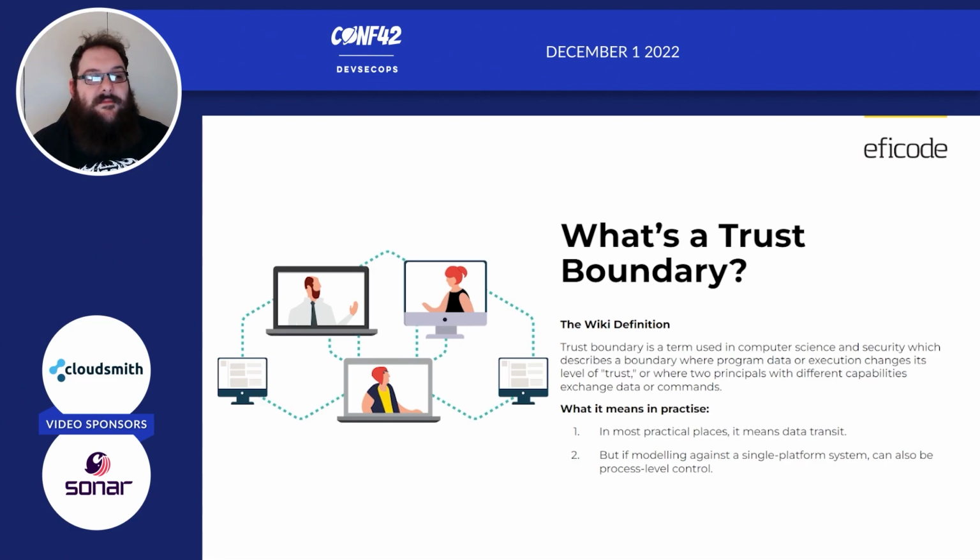And in most practical places, it means as data transits. It doesn't always mean that because you can go very deep in these threat models and, for example, take a look at some kind of single system and go to a deep process level. And at that point, the data is not really transiting. But I would go, in this case, with number one here. In most practical places, it means data transit.